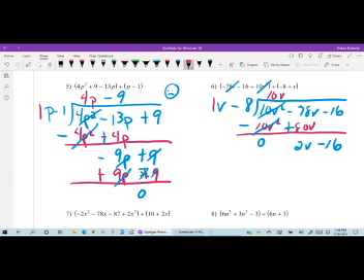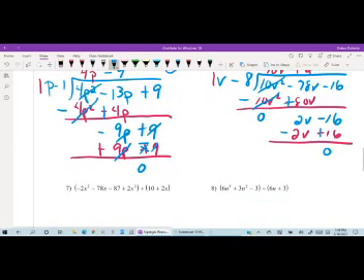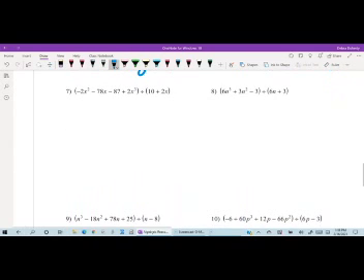To get 2v's from 1v, I need 2 more, so I'm going to multiply through by 2. So that's going to give me 2v, and then 2 times negative 8 gives me negative 16. Change our signs again, and again we have 0. All right, number 7.